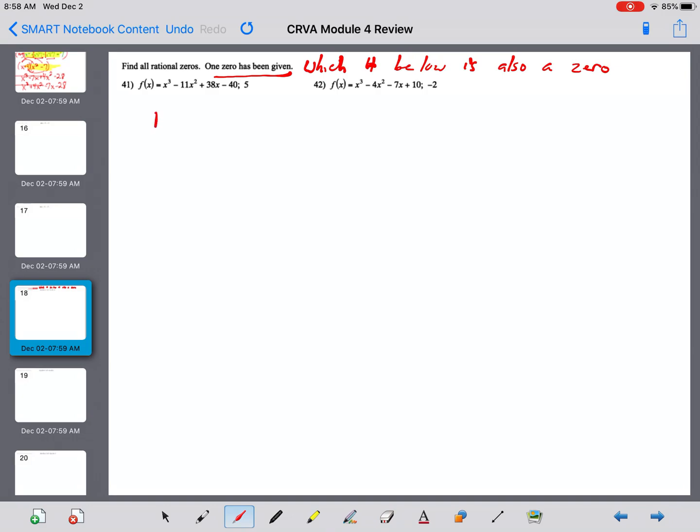Exactly the same. The way you're going to, no matter what, start this thing out is, so if 5 is a 0, you want to know what remains once you run that 5 through. So we're going to run some synthetic division or substitution here again. And so 5 is a 0. It comes from the factor x minus 5.